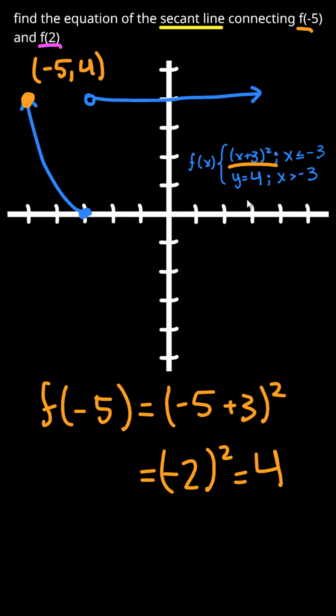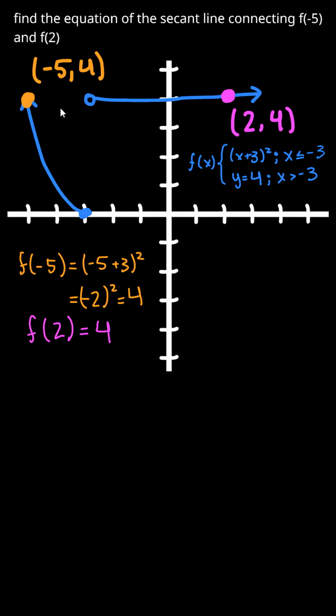Now we gotta be a little bit careful here because unlike f of -5, 2 is not less than or equal to -3. So we have to use this one because this is when x is greater than -3. Now this one's interesting because this one says y equals 4, meaning that if we plug in 2, or really any number for that matter, what is always going to be our output value? 4 is always going to be our output value, so f of 2 is 4, which would be this point right there.